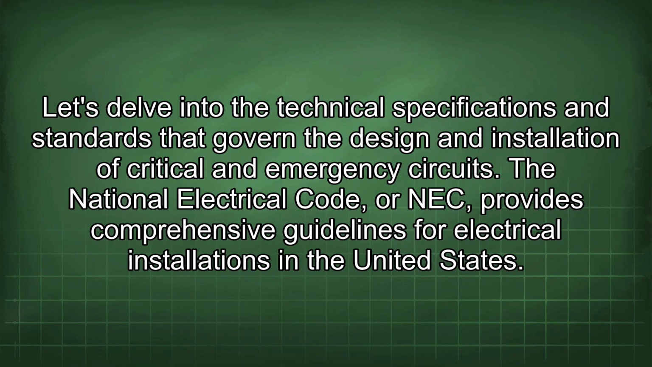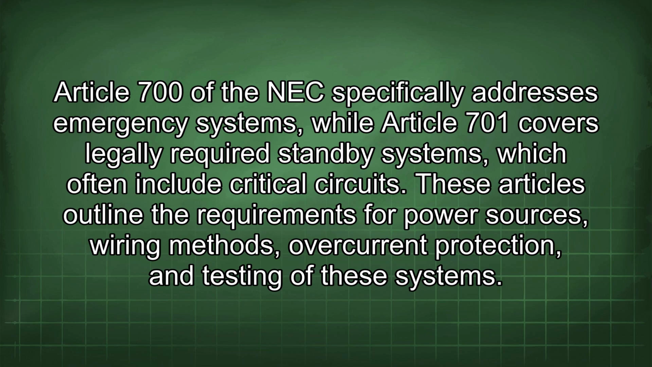Let's delve into the technical specifications and standards that govern the design and installation of critical and emergency circuits. The National Electrical Code, or NEC, provides comprehensive guidelines for electrical installations in the United States. Article 700 of the NEC specifically addresses emergency systems, while Article 701 covers legally required standby systems, which often include critical circuits. These articles outline the requirements for power sources, wiring methods, overcurrent protection, and testing of these systems.